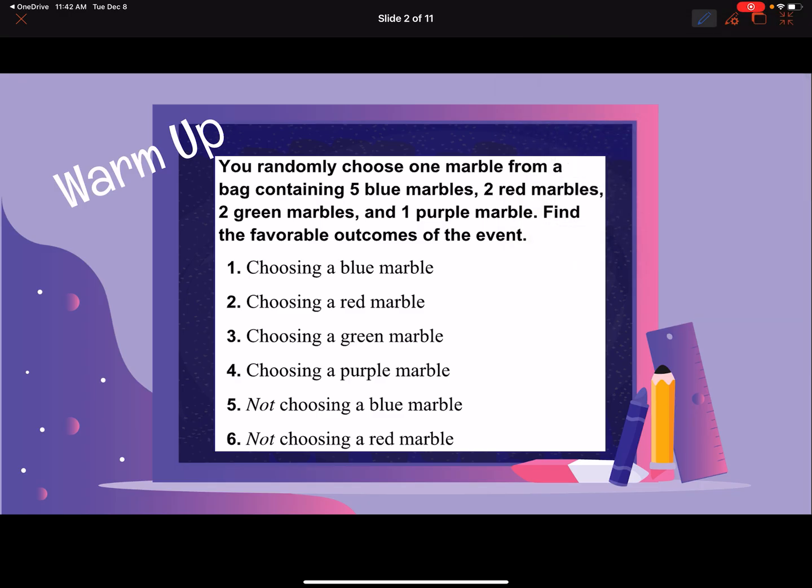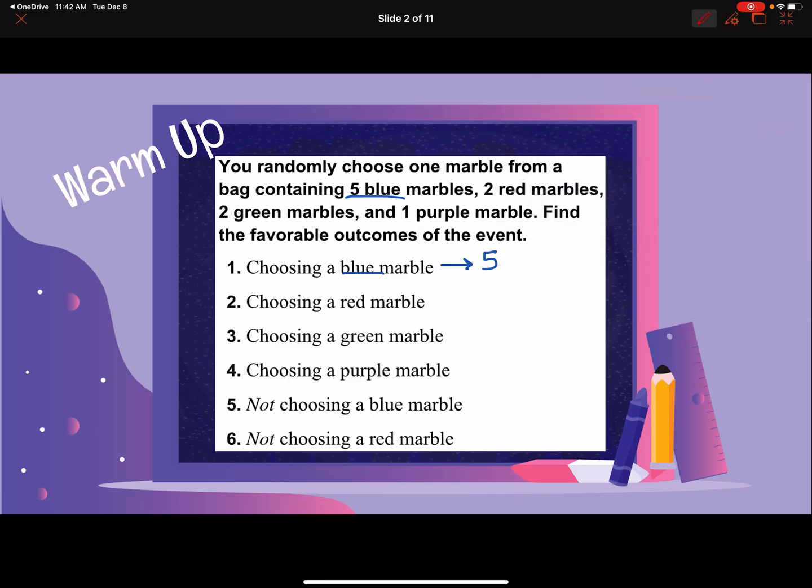Okay, looking at number 1, it says find the favorable outcomes of the event. The event is choosing a blue marble. So if we were looking at our options up here, we have 5 blue marbles. So the number of favorable outcomes of choosing a blue marble would be 5.